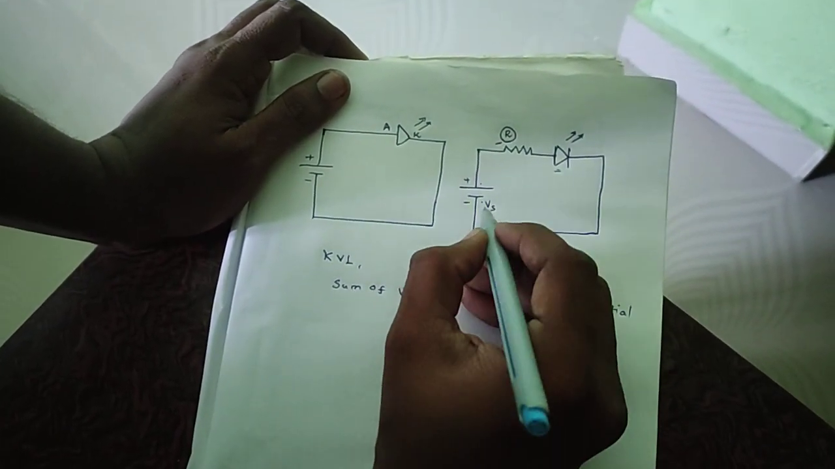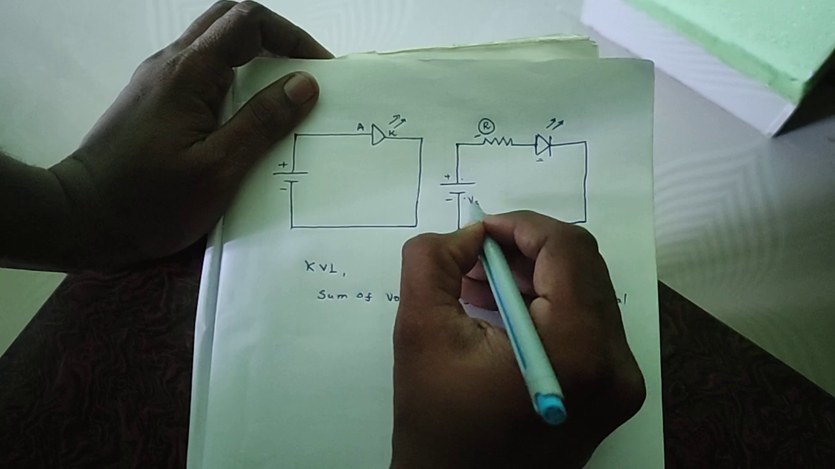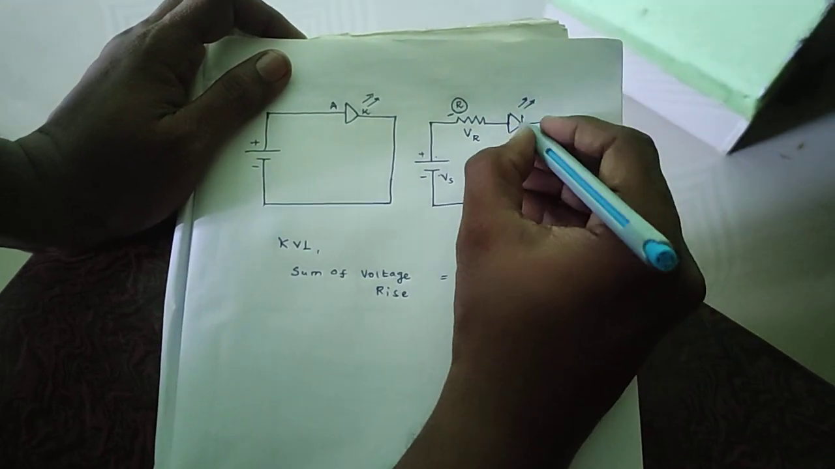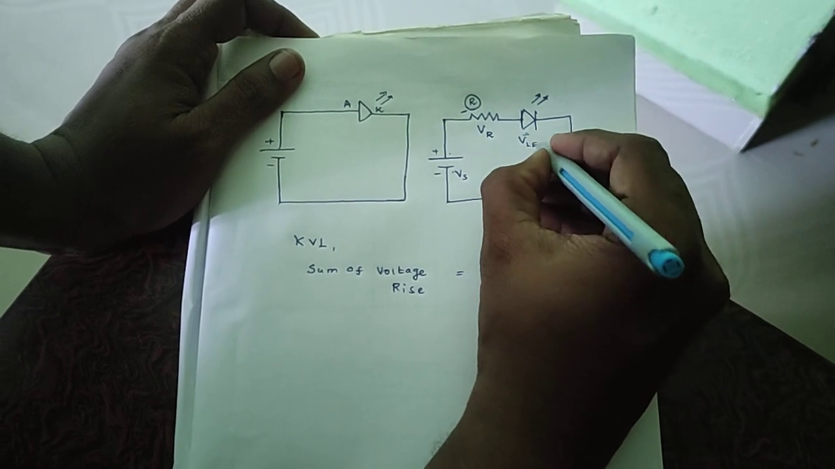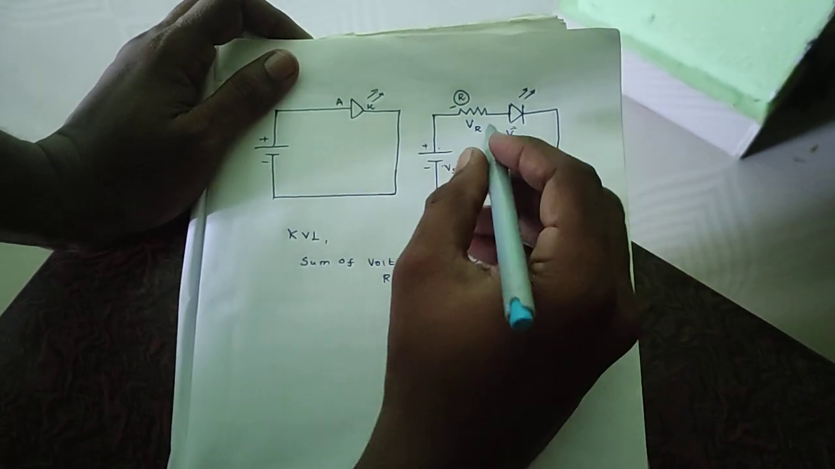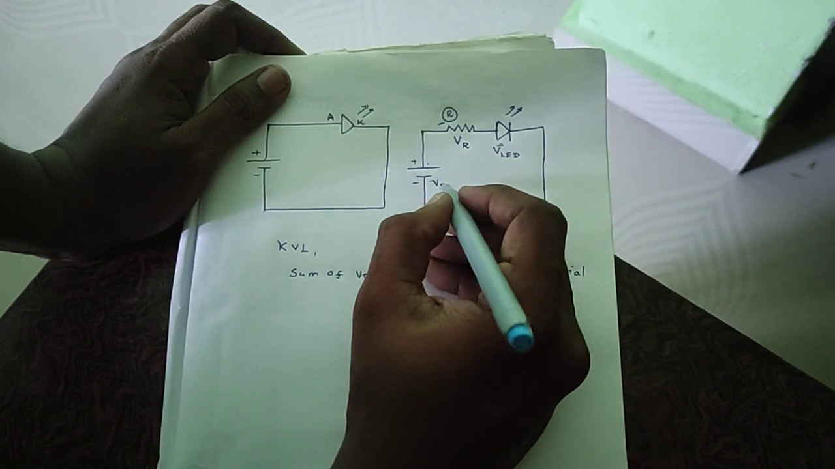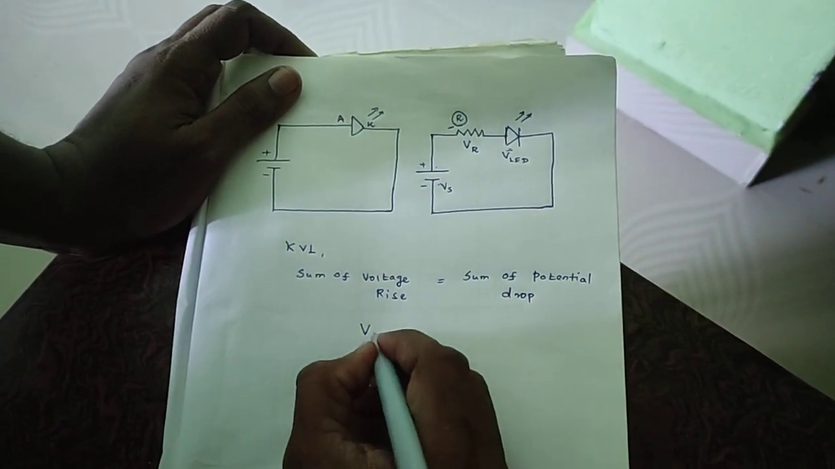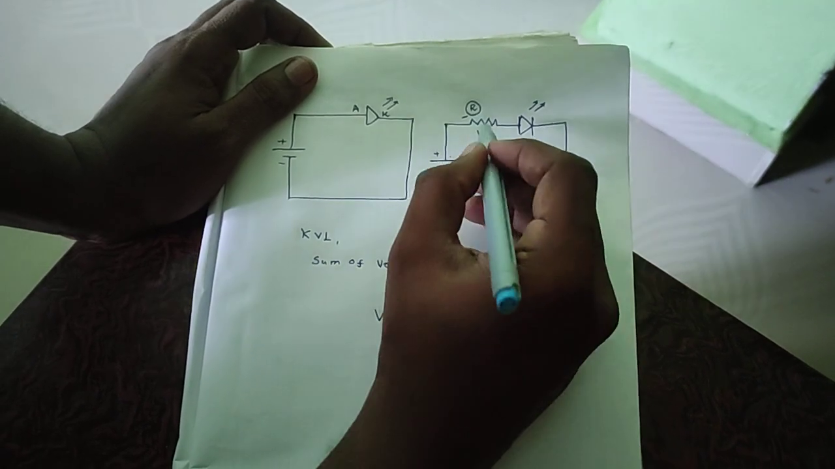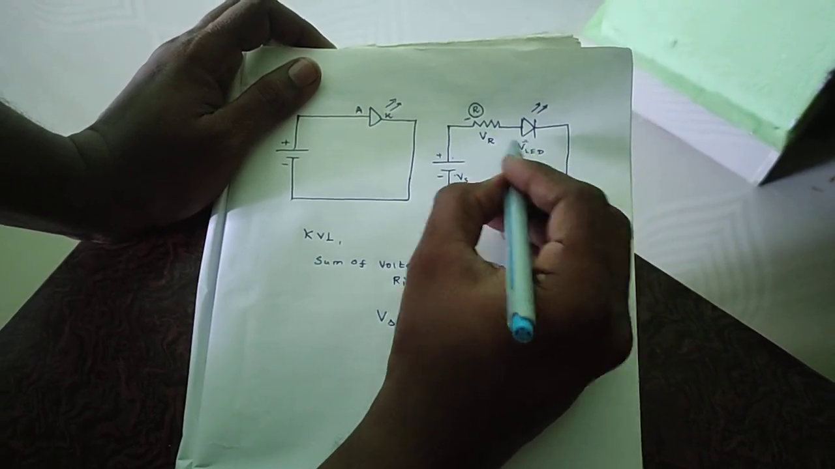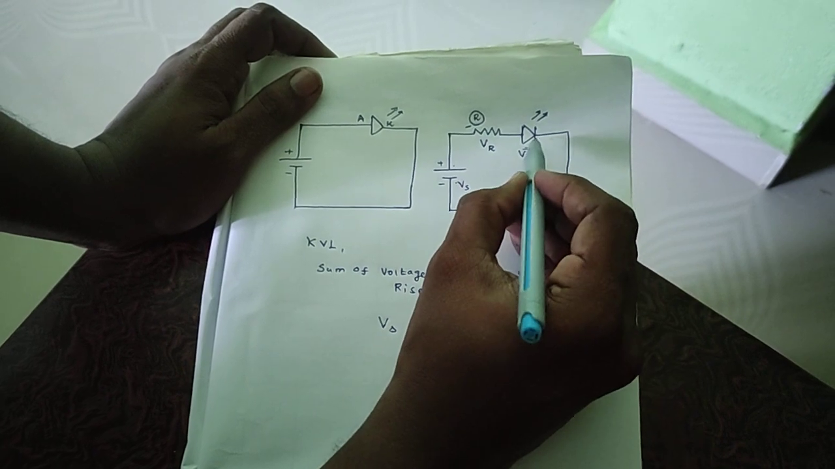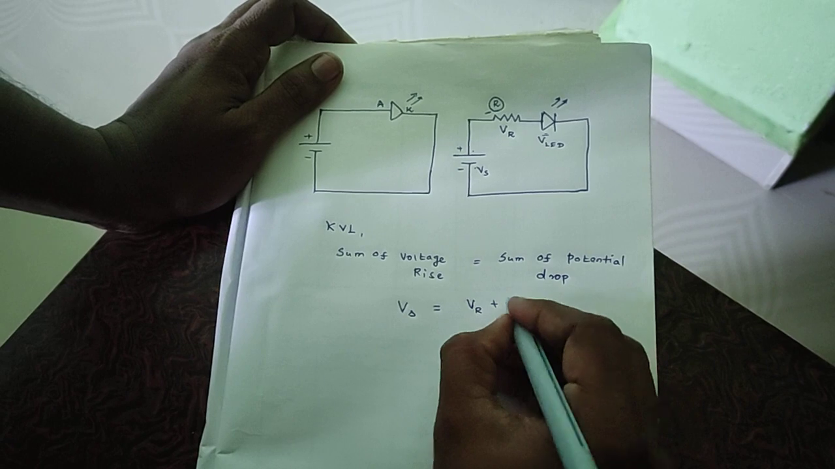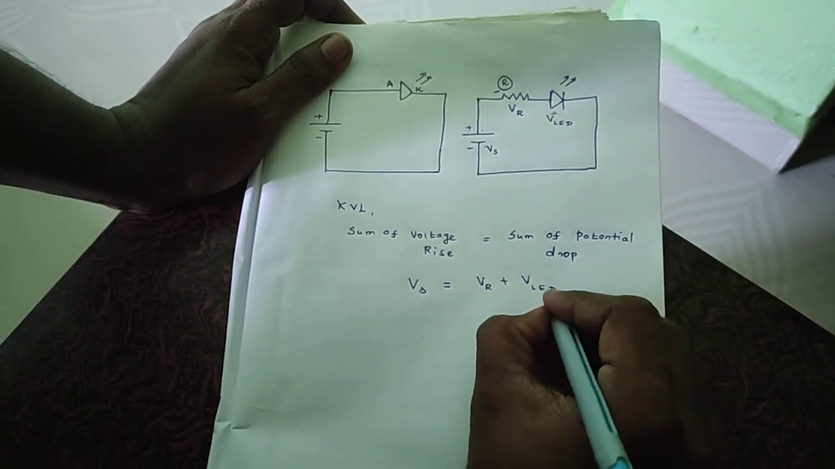So I am going to take voltage across supply as Vs, voltage across resistor as Vr, voltage across LED as VLED. Okay, now as per Kirchhoff voltage law, sum of potential rise. So we are having only one potential rise over here, so I write it over this side, which is equal to sum of potential drop. So there are two drops, one is on resistor, one is on LED. Let us try to sum up both, which is equal to VR plus VLED.